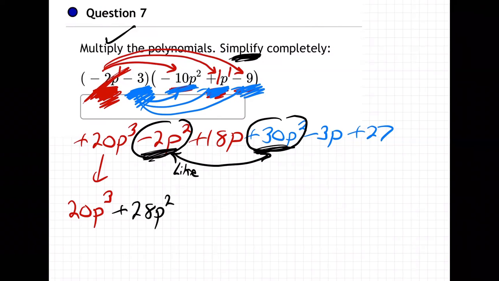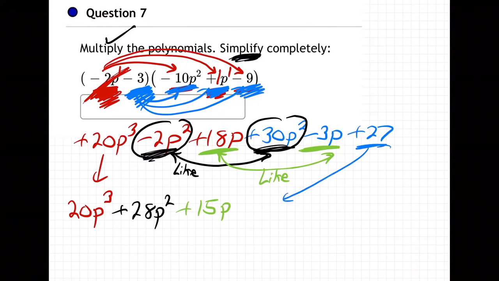And next, 18p and minus 3p. Now they're also like, aren't they? And 18 take away 3 will be plus 15p. They're like terms. And then finally, that plus 27 at the back is in a class by himself. And we're done.